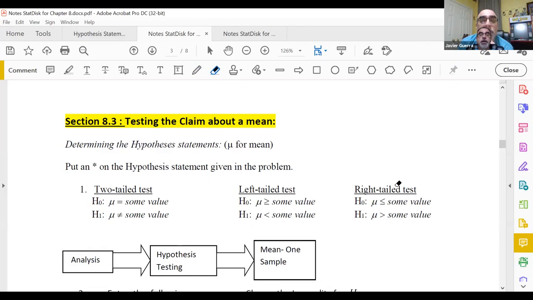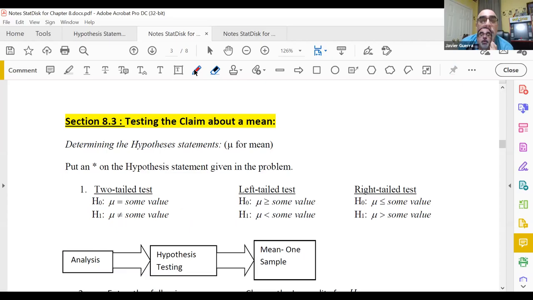What about not equals? Where does the not equals symbol go? Does it belong with the H0 or the H1? The not equals belongs with the H1. If you had a problem that said greater than or equal to, where does the greater than or equal to symbol go?